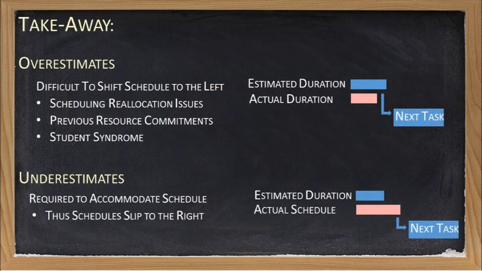The takeaway from this example is that when working with estimates, schedules rarely benefit when durations are overestimated, while almost always being impacted when durations are underestimated. It is simply difficult to advance the schedule to the left for a number of reasons. For one, resources are usually already committed on other tasks, and simply because a task is available to be started does not mean you're able to start it.